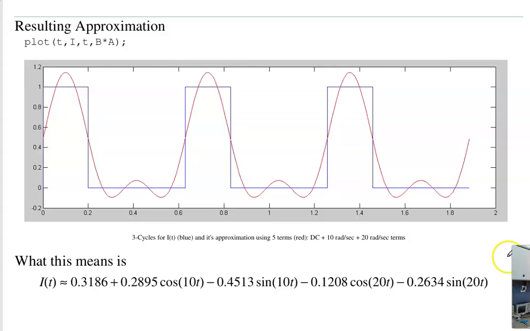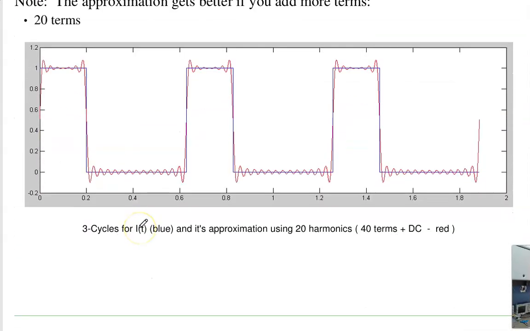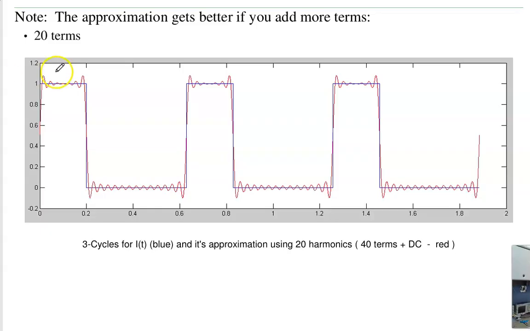Now what's significant is now the current is a function of sine waves. I've got a DC term, 10 radians per second term, 20 radians per second term. That's good. I know what to do with sine waves. I can use phasors to find the output, find the voltage at each frequency. That's the whole point of Fourier transforms. Take the input that's periodic but not a sine wave, turn it into sine waves. That was only with 2 terms. If I went out to 20 terms, this is what it would look like. So the more terms you add, the better the approximation.